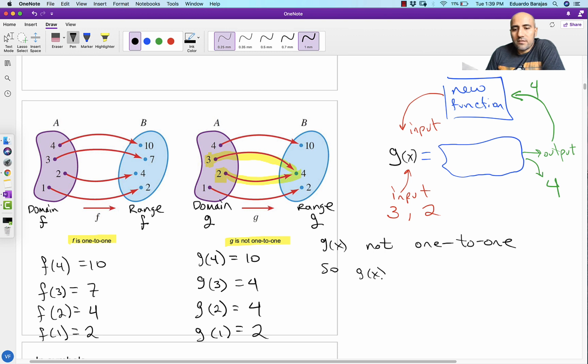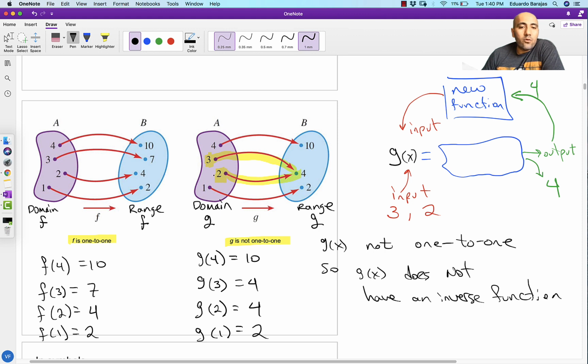So g of x is not invertible, right? It does not have an inverse function, unless, like I said, we could do some sort of a cool thing, maybe restrict the domain, maybe we specifically go out and cherry pick one of these and cross it out from the domain.